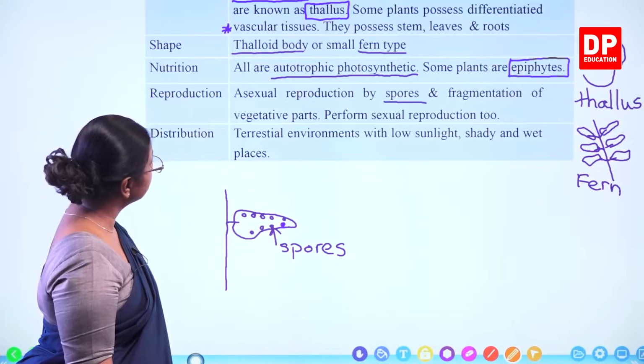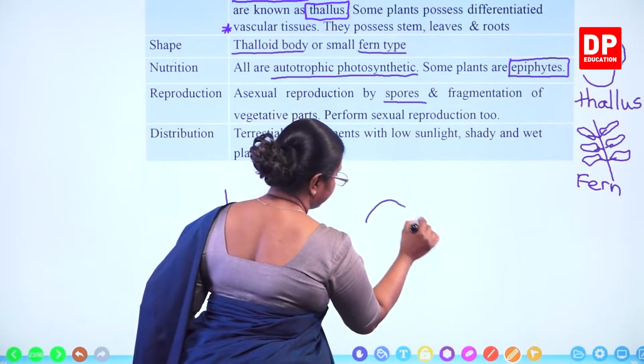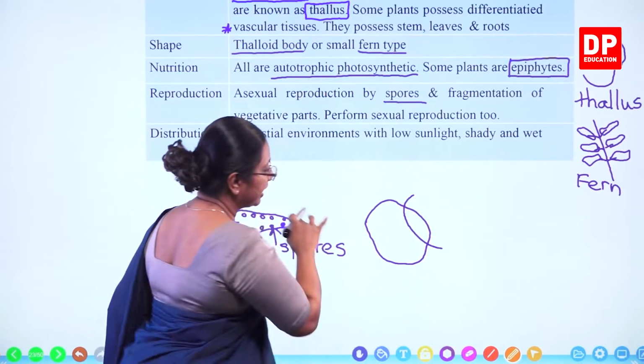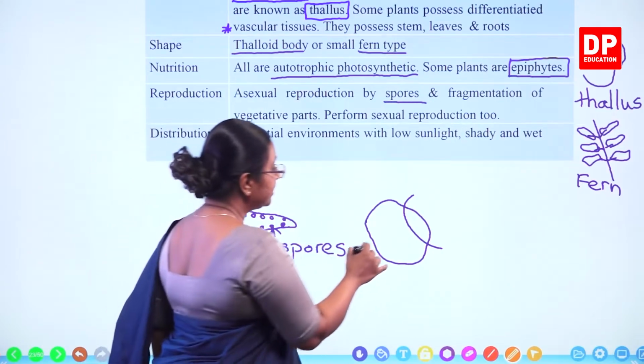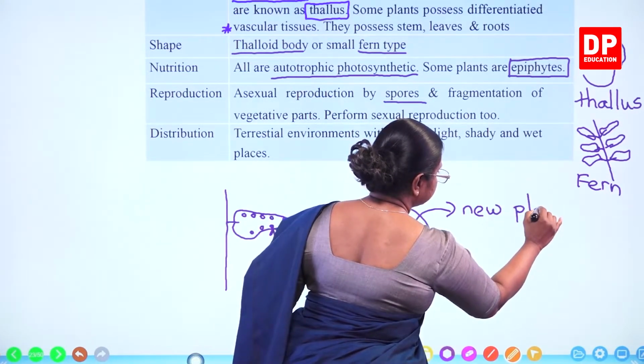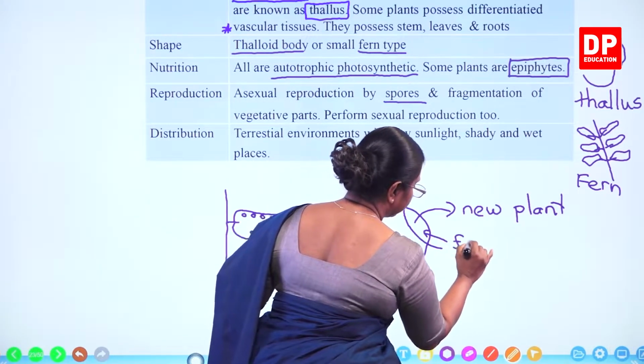Then what is fragmentation of vegetative parts? If we take a thallus structure, something like this, a thallus, part of this thallus can come off and this part will grow into a new plant. This part is what we call a fragment.